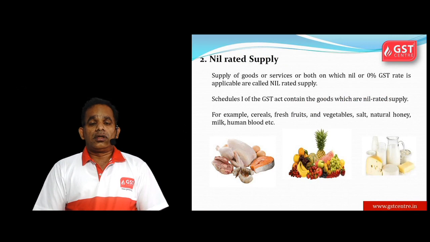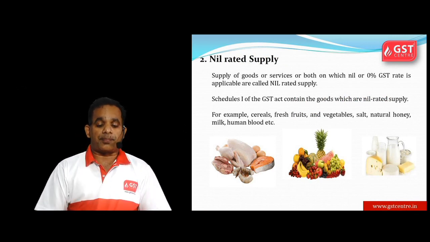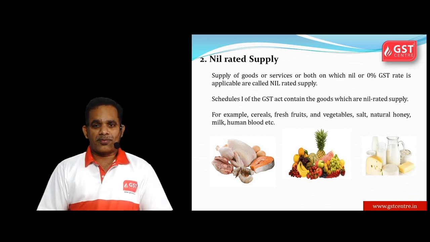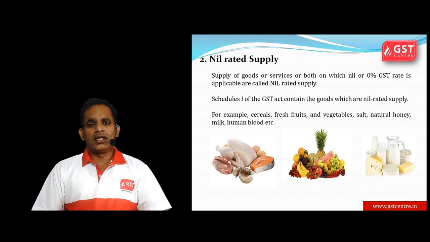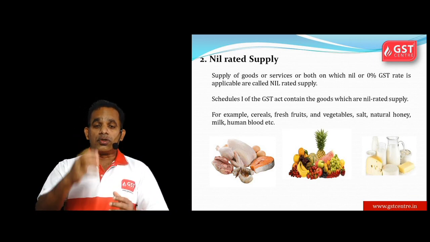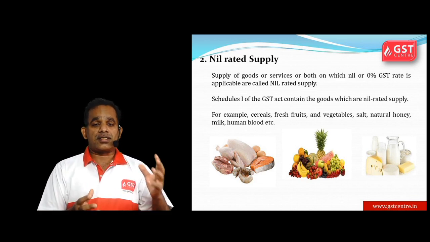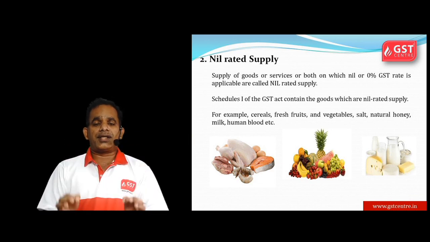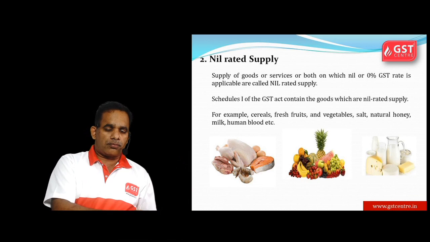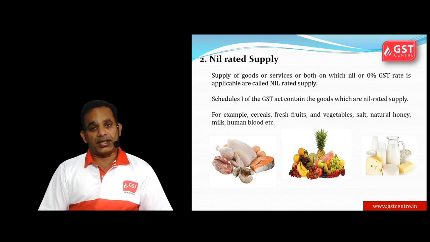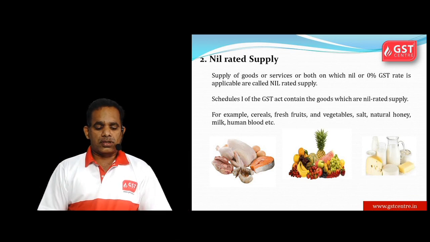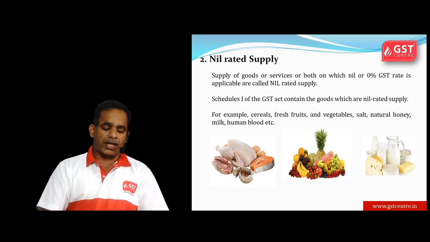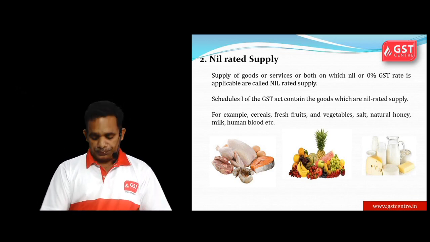Then the second category is nil rated supply. What is a nil rated supply? The goods or services with a 0% rate. The difference between zero rated and nil rated is that zero rated goods are charged in India but not charged when we are exporting. But nil rated goods are not charged both in India as well as outside India. Okay, so it is 0% everywhere. So it includes cereals, fresh fruits, vegetables, salt, natural honey, milk, human blood, etc.